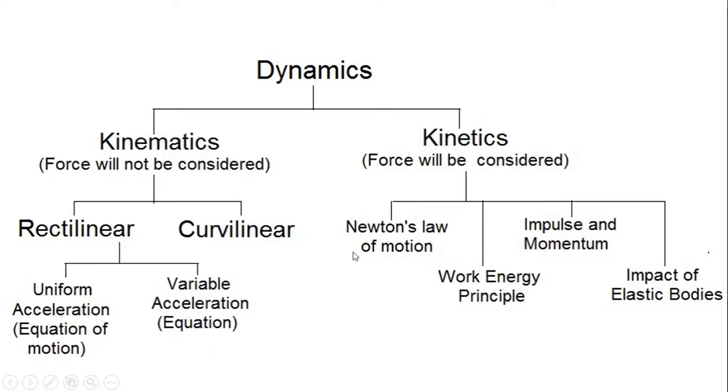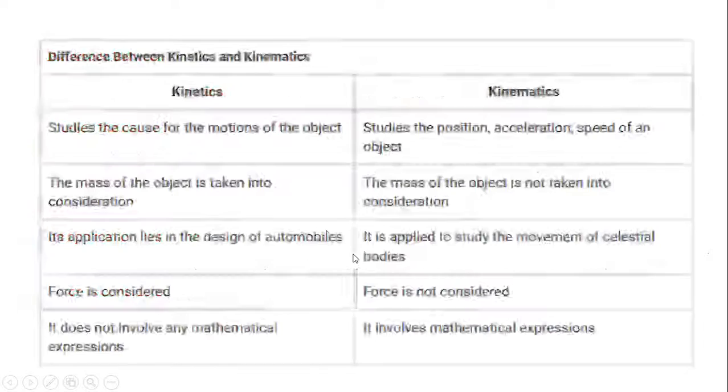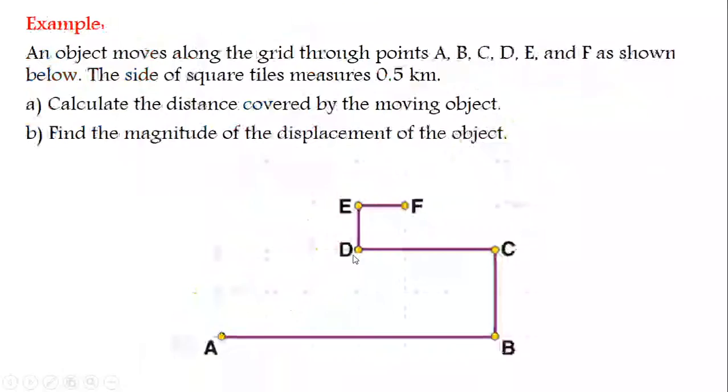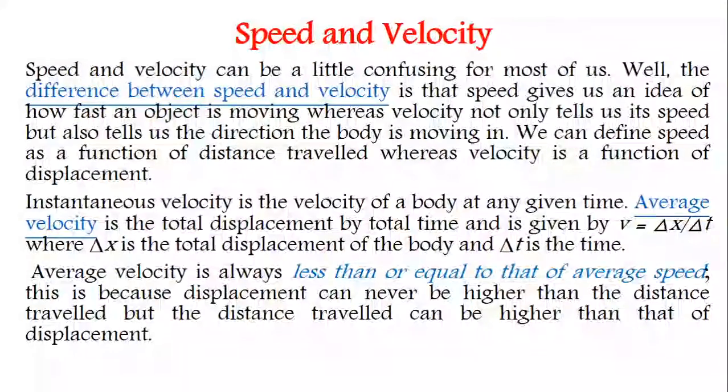Okay, let's go to speed and velocity. Speed and velocity can be a little confusing for most of us. The difference between speed and velocity is that speed gives an idea of how fast an object is moving, whereas velocity not only tells us its speed but also the direction.